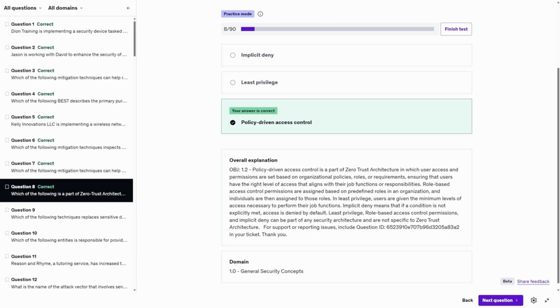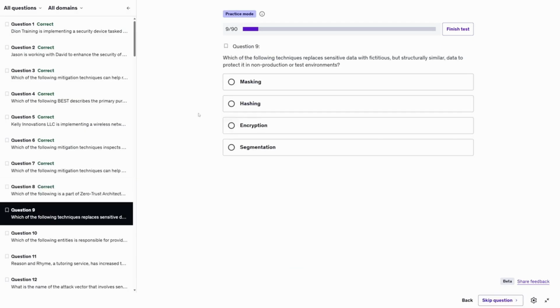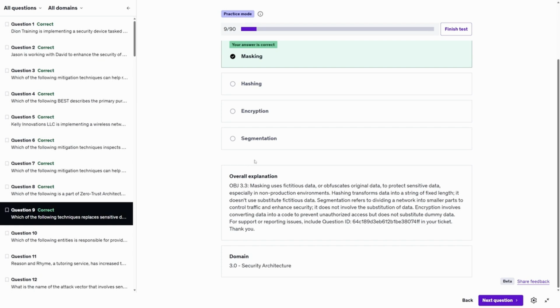like policy-driven access control. Which of the following techniques replaces sensitive data with fictitious but structurally similar data to protect it in non-production or test environments? The correct answer here is masking. Masking uses fictitious data to protect sensitive data, especially in non-production environments.